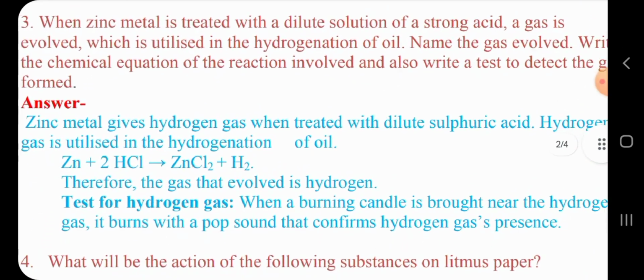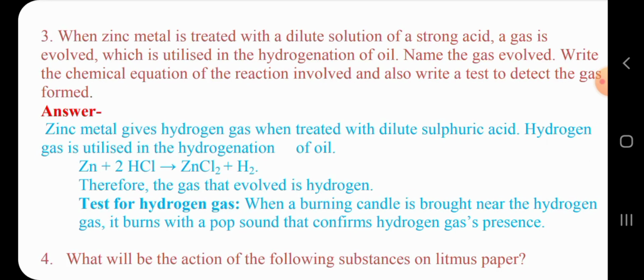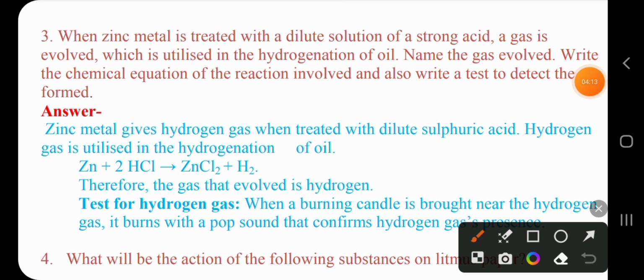Now coming to number 3: when zinc metal is treated with a dilute solution of strong acid, a gas is evolved which is utilized in the hydrogenation of oil. Name the gas evolved. The gas used for hydrogenation of oil is hydrogen gas. Write the chemical equation of the reaction involved and also write the test to detect the gas. The reaction is Zn plus 2HCl gives ZnCl2 plus H2.